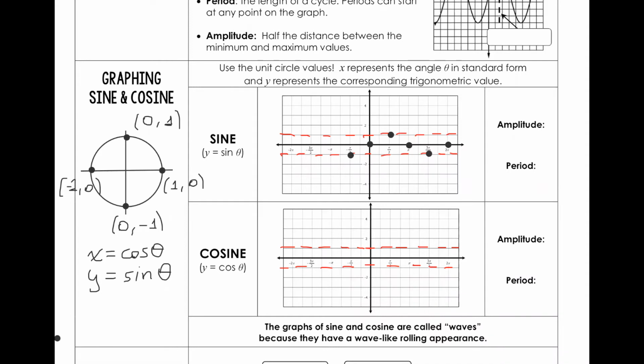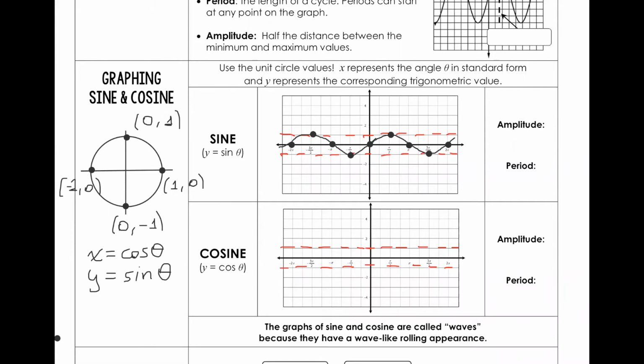-1. At -pi, I have half a circle again. I go up to 0. At -3 pi over 2, my sine is 1. And at -2 pi, my sine is 0.